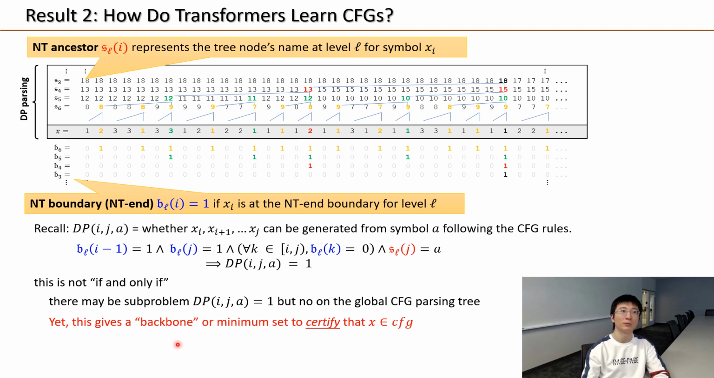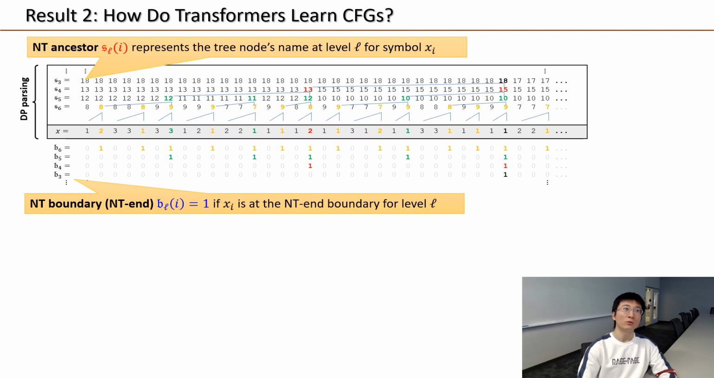Yet this sufficient condition actually gives you a backbone, or in some sense a minimal set of dp[i][j][a]s, in which, as long as you know that they equal 1, then that certifies that the input X is inside the CFG, inside your language. In other words, suppose I can convince you that the transformer actually learns also the NT-boundary and NT-ancestry information. Then that means the language model not only learns the CFG, but also learns to certify a CFG. Just by reading off from the BLs and the SLs, you can read off which dp[i][j][a]s equal 1 that are also on this backbone, this minimal set, which you can put together to certify that the sentence X is in the CFG by spelling out the entire parsing tree. Okay, so this is the motivation for why I care about those two notions.